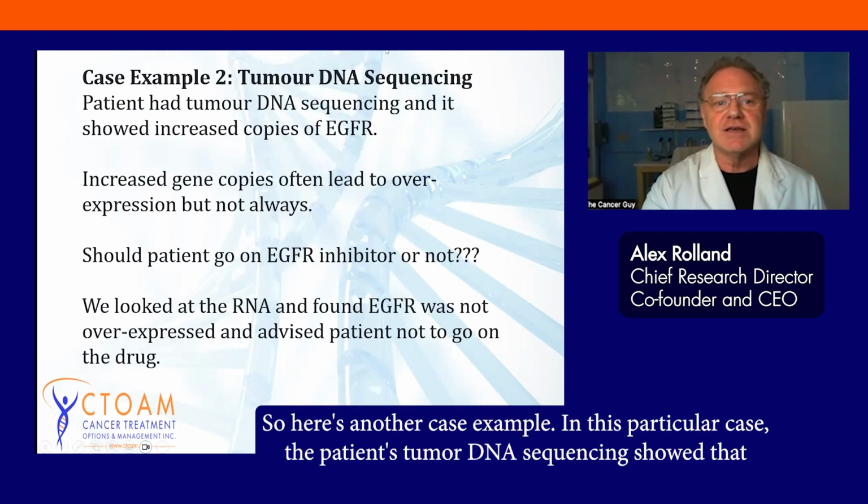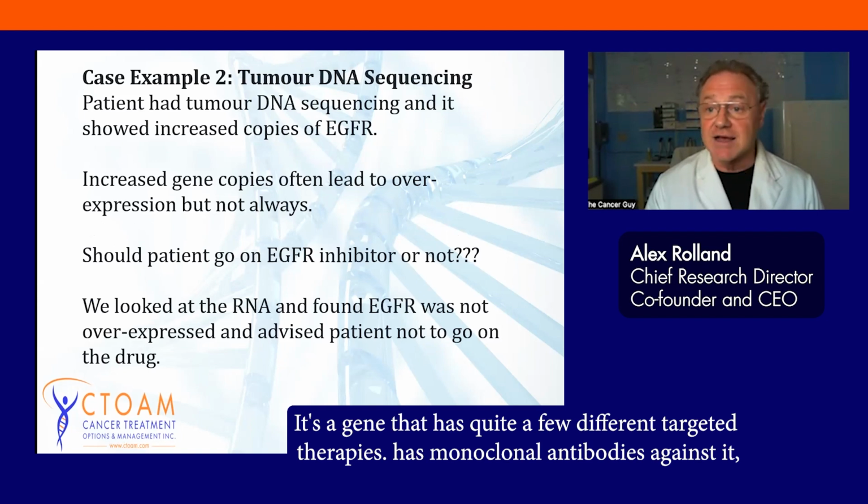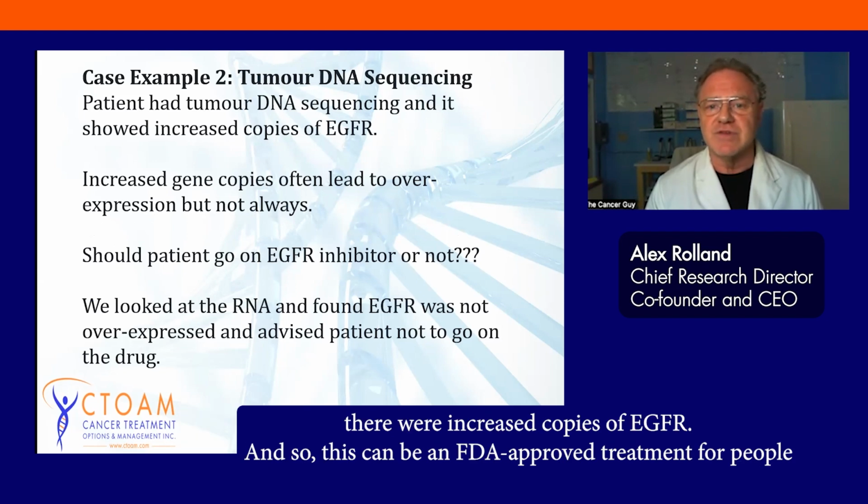And then the next slide. So here's another case example. In this particular case, the patient's tumor DNA sequencing showed that they had many copies of EGFR. EGFR stands for epidermal growth factor receptor. It's a gene that has quite a few different targeted therapies, has monoclonal antibodies against it, has tyrosine kinase inhibitors. In this particular case, it was a lung cancer. And although the patient didn't have an EGFR mutation, there was increased copies of EGFR.